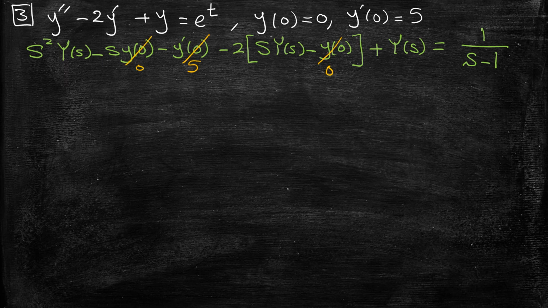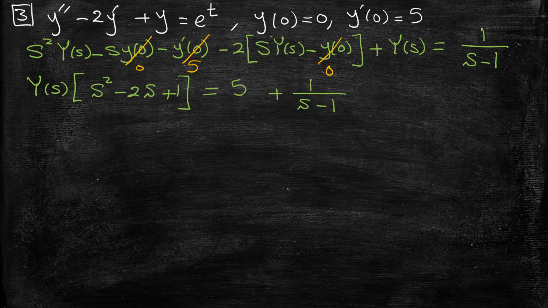We have again been given the values for y of 0, which is 0, and y dash of 0 equal to 5. So keep this substitution, I will take this y of s common. So this will be s squared minus 2s plus 1. And then on the other side, this minus 5 will go to the other side and become 5. And we have 1 over s minus 1. So again, this y of s will be 5 over s minus 1 all squared, and this one here would be 1 over s minus 1 all cubed.